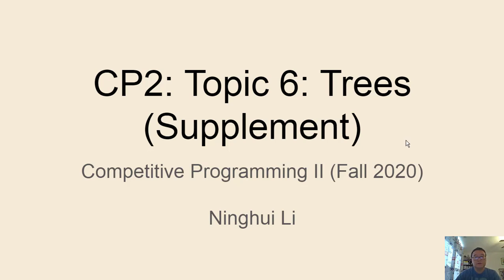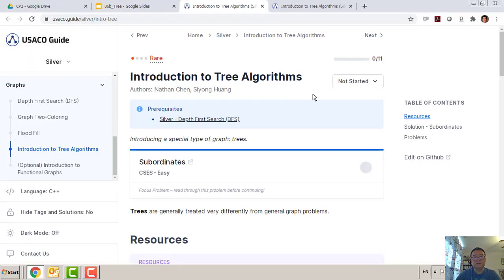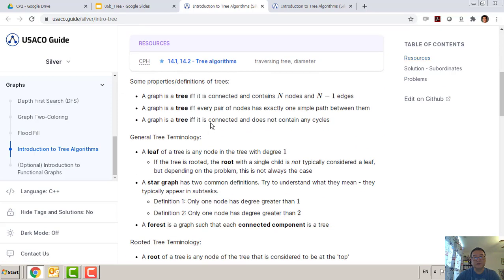In this video, I want to discuss a few additional example problems for this topic. So this is a supplement to the videos already recorded and posted. The problems and the materials are taken from this USACO guide, the part on introduction to tree algorithms. I find this is an excellent resource. So you can read it here.